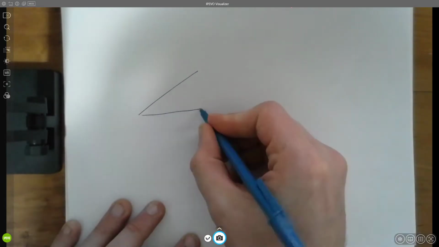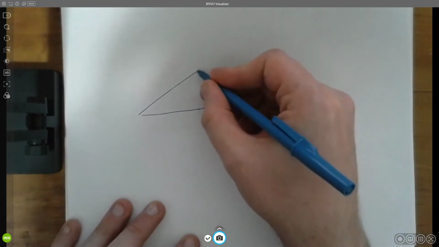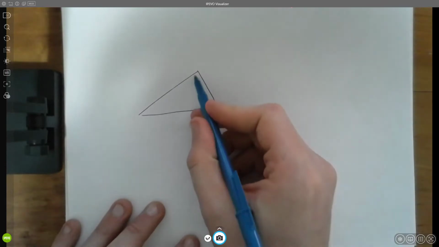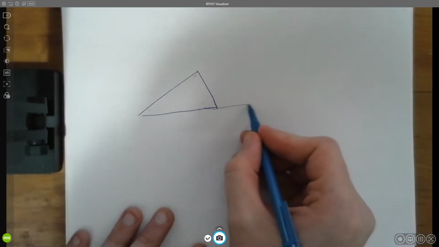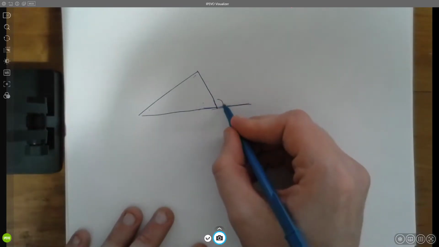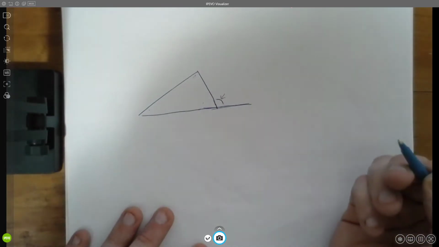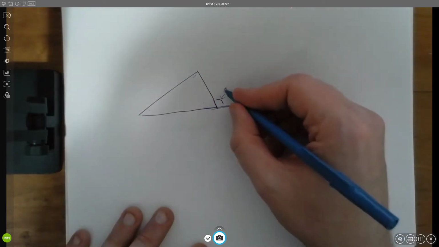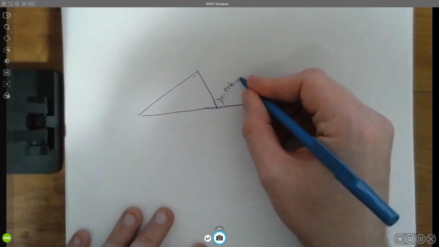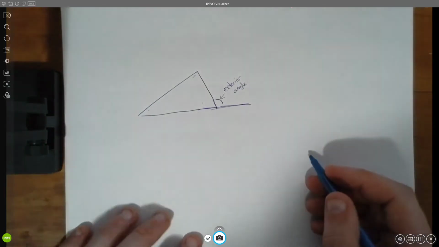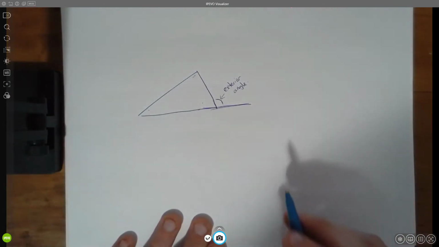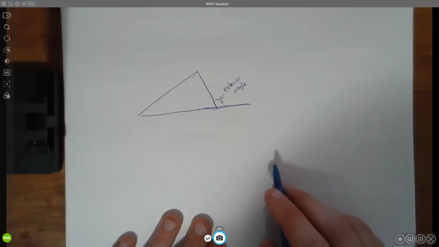So if I have a triangle here, all of these angles are what we would call interior angles. But if I was to extend the line here and I were to have another angle at this particular point, that would be called an exterior angle. And that's what we're going to be working with today. And there are actually two different ways to solve for an exterior angle.